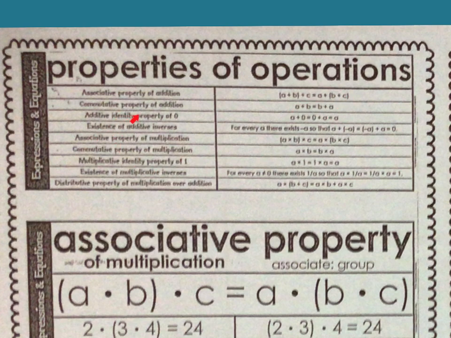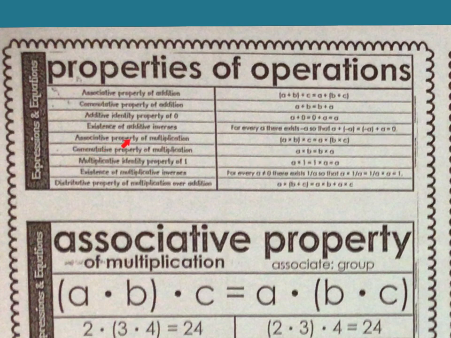The additive identity property of 0 means anything plus 0 equals itself. The existence of additive inverses: for every A, there exists a negative A, so that A plus negative A equals negative A plus A, which is 0. So what it's basically saying, that's way complex, is that for every positive, there's a negative, and when we add those together, we get 0.